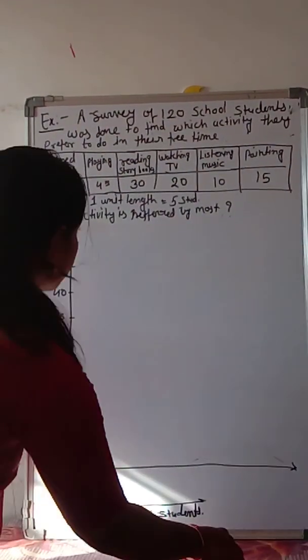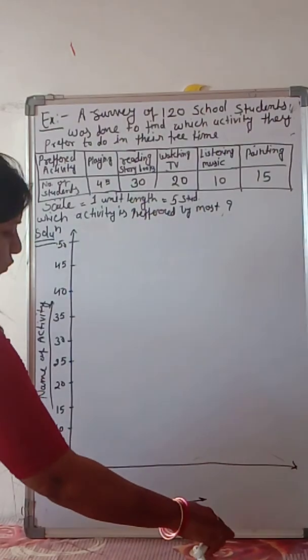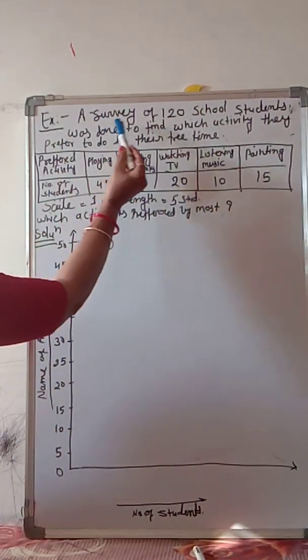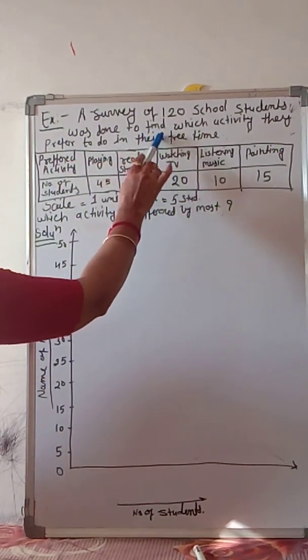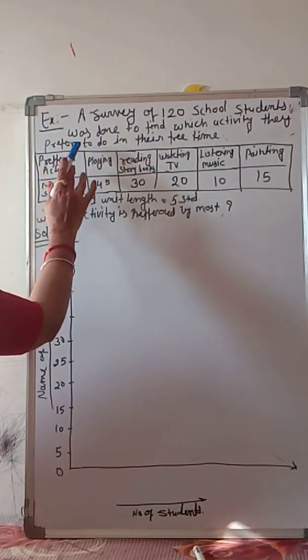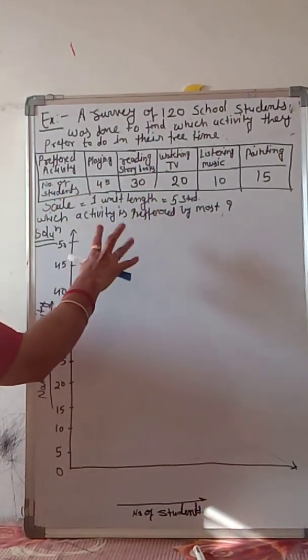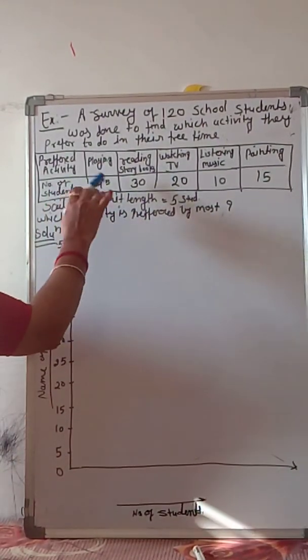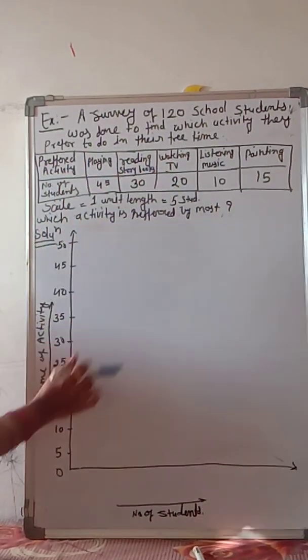Now students, let's take an example of a bar graph. Here we are given a question: a survey of 120 school students was done to find which activity they prefer to do in their free time. The information, or data, is given.